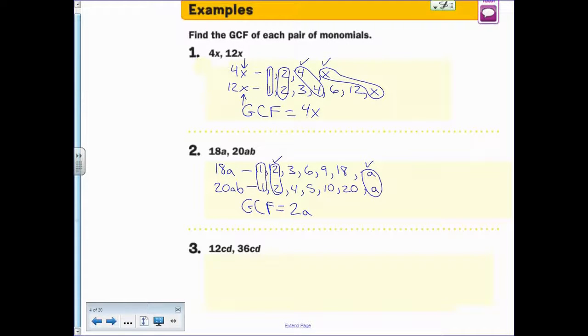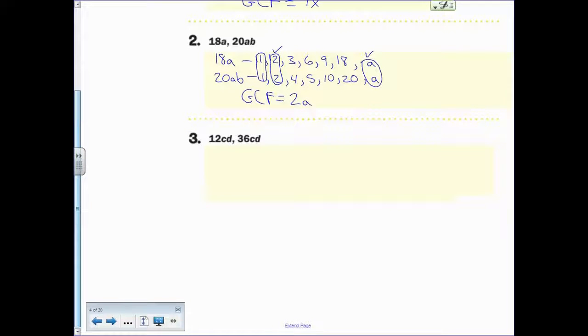Let's take a look at example number 3. 12CD and 36CD. Hopefully you can tell right away that in our greatest common factor, C and D are in both. So we're going to include both of those letters down here, but we still need to find the number that goes with both. Factors of 12: 1, 2, 3, 4, 6, and 12.